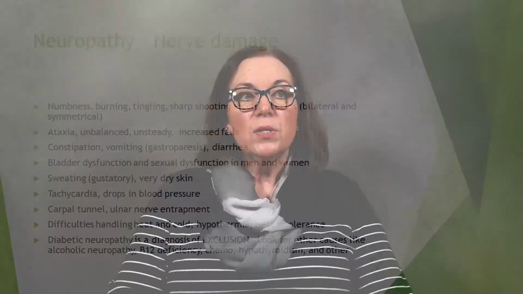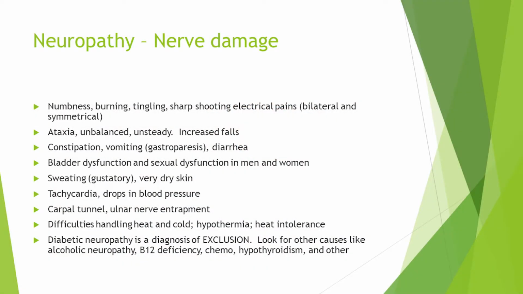Now let's talk about diabetic nerve damage, also known as neuropathy. Symptoms: numbness, burning, tingling, sharp-shooting electrical pains. Typically, diabetic neuropathy is going to be bilateral, meaning both sides, both right and left feet and legs. And it's going to be very symmetrical. So if it's up to the ankles, it'll be up to the ankles on both sides. If it's up to the knees, it'll be up to the knees on both sides.